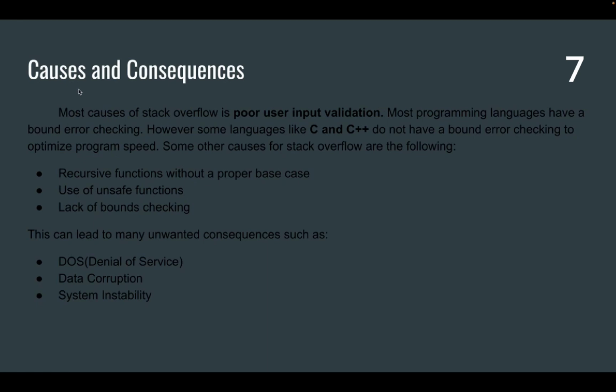Causes and consequences. Most causes of stack overflow are poor user input validation. Most programming languages have bounds error checking, such as Python. However, some languages like C and C++ do not have bounds error checking, to optimize program speed. Some other causes for stack overflow are recursive functions without a proper base case, use of unsafe functions, and lack of bounds checking. This can lead to many unwanted consequences such as DoS, which is denial of service, data corruption and system instability.